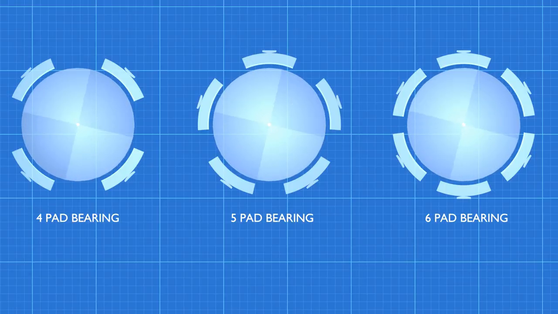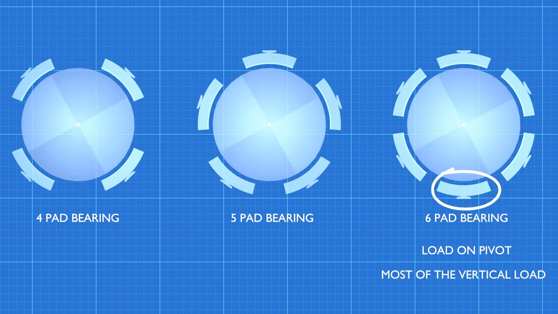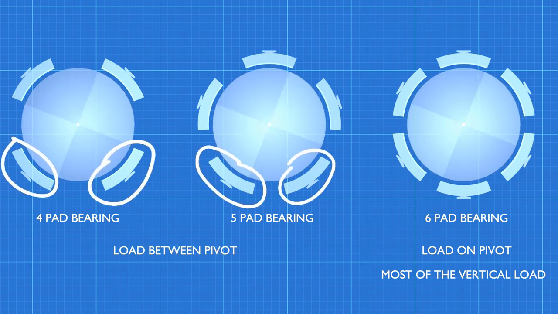Here are three bearing designs. They all have equally spaced tilt pads. The six-pad bearing supports most of the vertical load on one pad. This design is analogous to lifting a heavy rock with one hand. The four-pad and five-pad bearings both share the rotor weight between two pads, like lifting a rock with two hands.